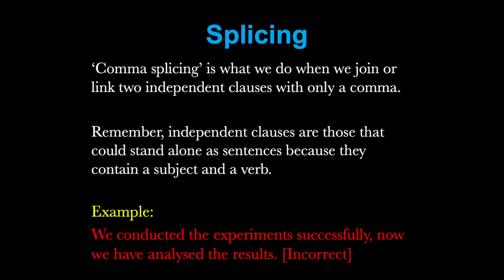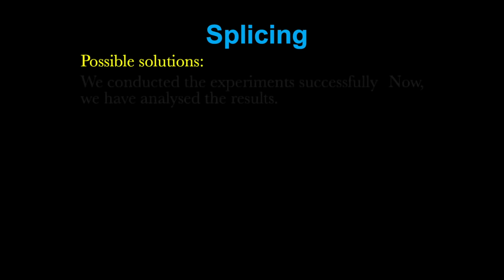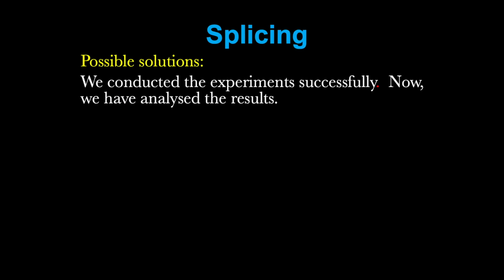How could we have fixed it? Well, there are a number of possible solutions. Perhaps the simplest thing is simply to make them 2 different sentences. We conducted the experiment successfully, full stop. Now we have analysed the results. That works. Or, of course, we could use a conjunction.